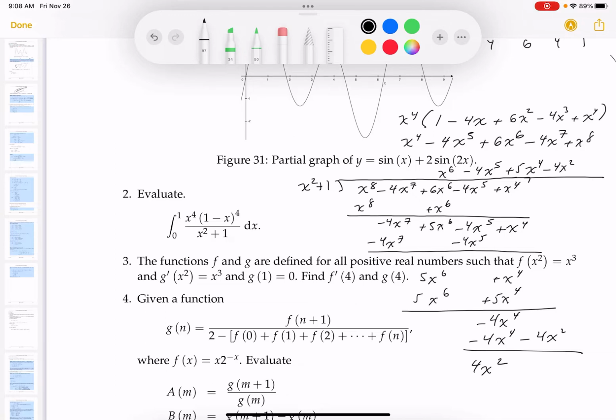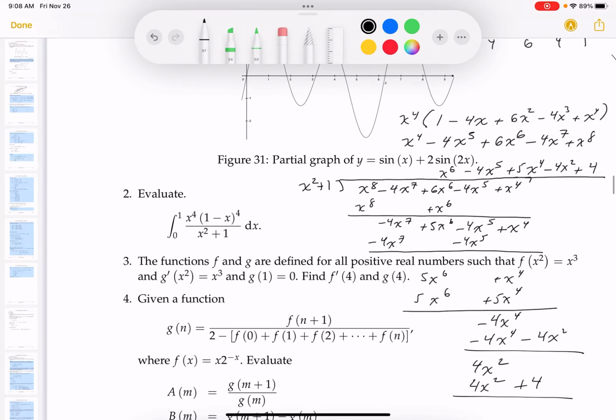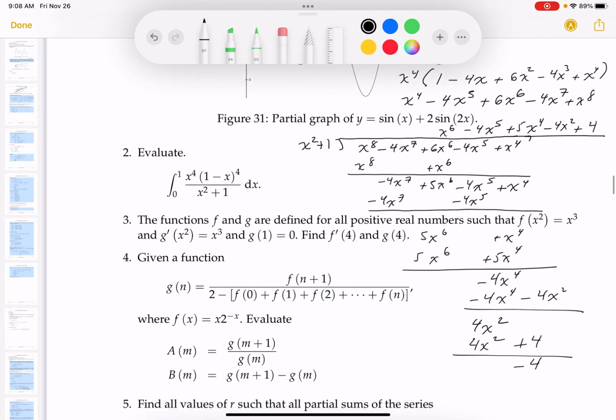Let's keep going. What's the next thing going to be? Plus 4. And let's see what you get there. You get 4x squared plus 4. So what's my remainder? My remainder is minus 4. Wow, that's a lot of work. Let's hope this really is productive, by the way.